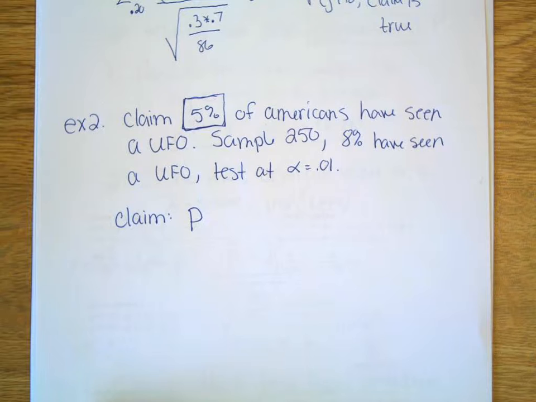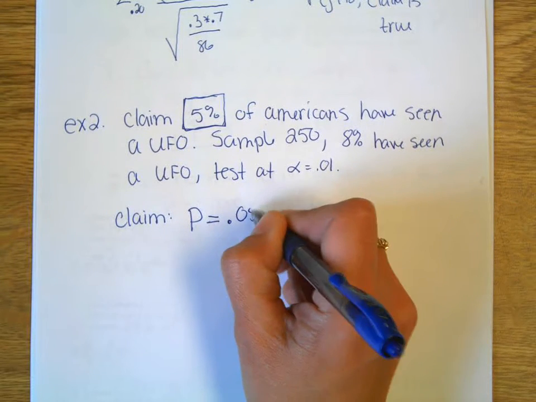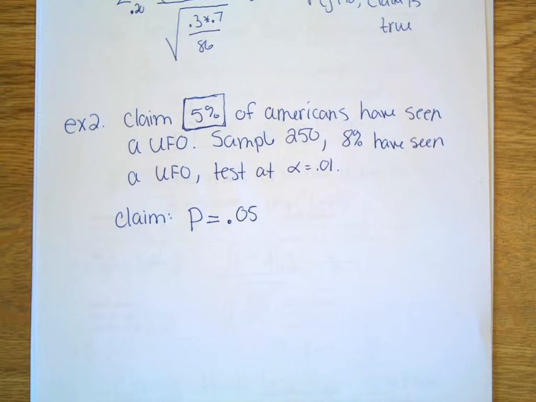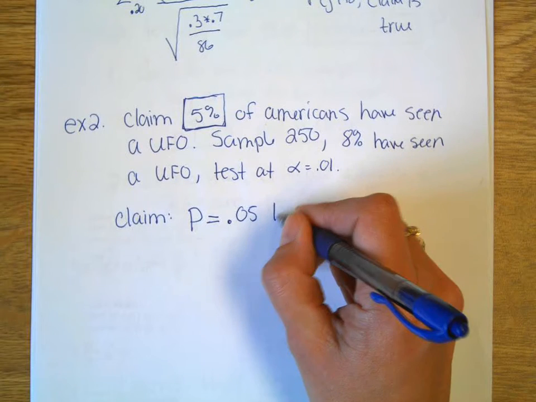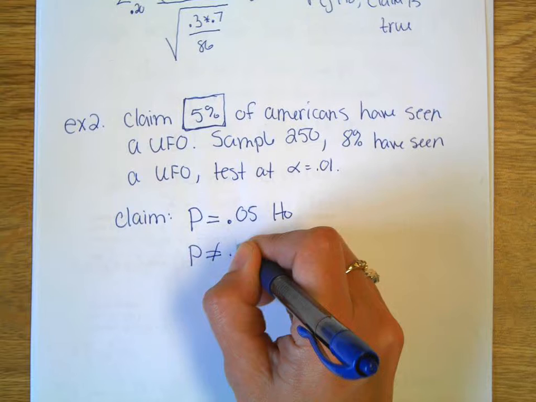And what are they saying about big P? Okay, so the claim would be the big P, and then the sample is the little p hat. So big P equals 5%. They're not saying it's over 5% or at least 5%, it is 5%. That's the H0. Now, P is not equal to 0.05 is the Ha.